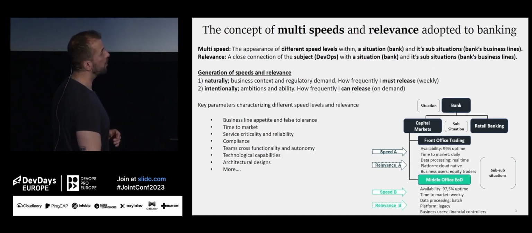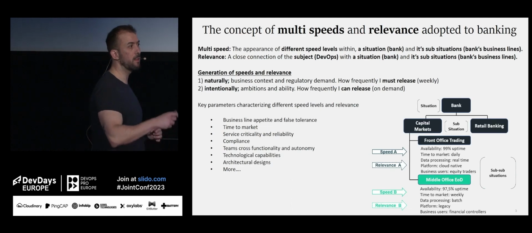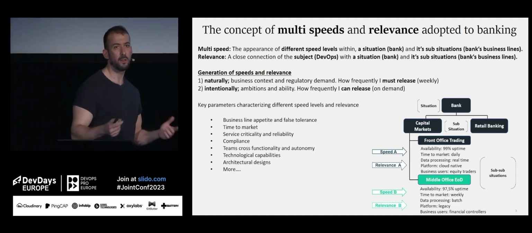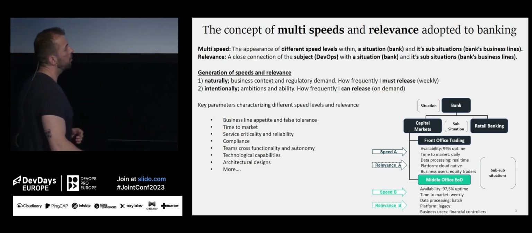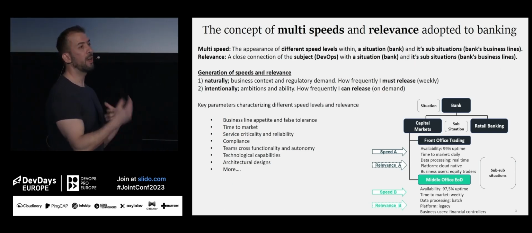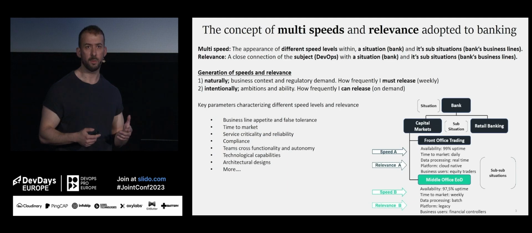I'm going to focus on capital markets because this is where I'm coming from. In capital markets, you have 2 areas. One is called front office trading. So basically, this is an area that trades assets. In our case, we trade equities. And then you have middle office end of day, which is where accounting and risk management primarily takes place.